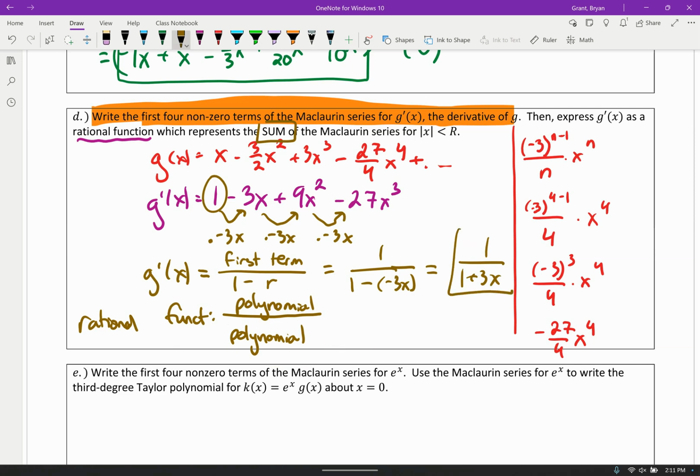And so we have found that there are two different ways we can represent g prime of x. One way is a little bit more tedious. It's this power series that goes on forever. But then the other way is actually just the really nice function 1 over 1 plus 3x, which is pretty cool, right? We took this crazy series, found its derivative, and said, wait, its derivative actually has a much easier way to be written.